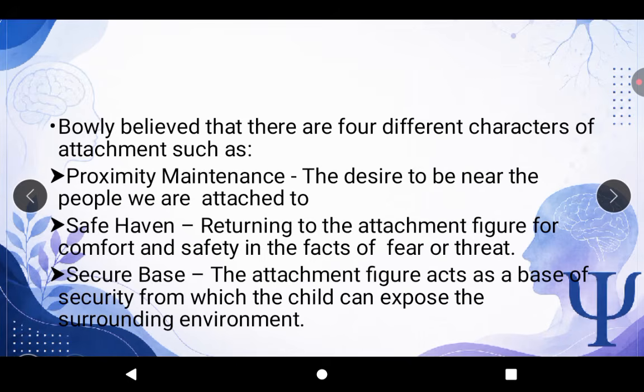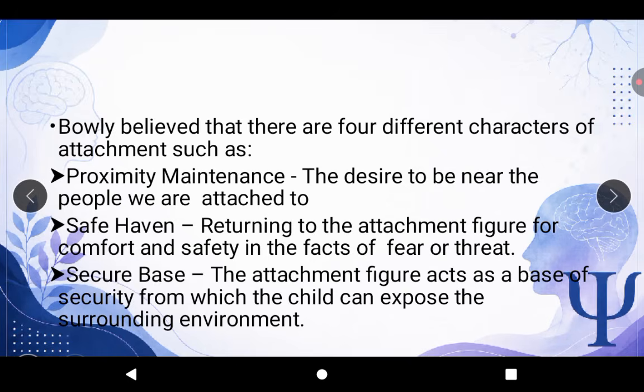Then there's also safe haven, meaning returning to the attachment figure for comfort and also safety in the face of fear. For example, when a child is threatened or maybe gets afraid, that child is able to run to their father or their mother. In that way, they're just trying to figure out the safest place they can be. So they are able to return to their parents, and they are able to consider that with the parents they'll be safe. So that is safe haven. Just returning to the attachment figure for comfort and also safety.